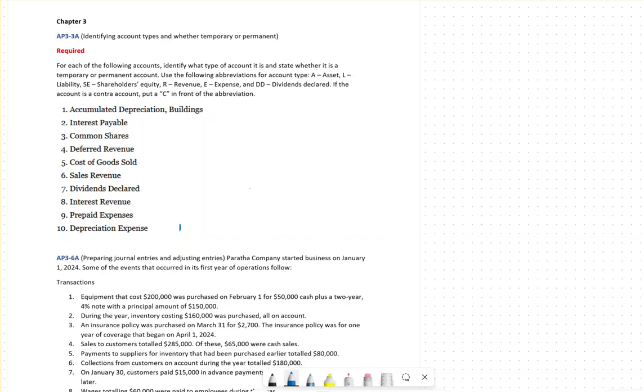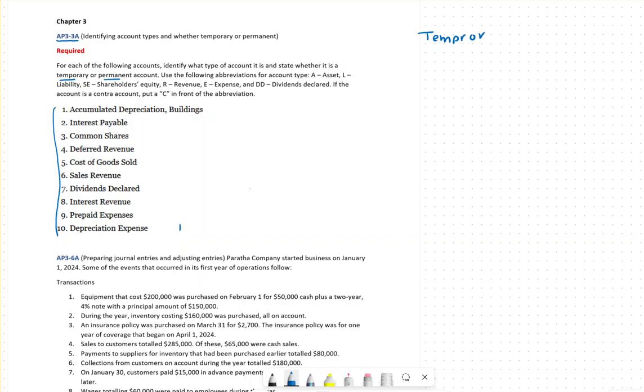The first question at the back of the chapter is AP33A. What they want you to do is, for each of the following accounts, identify the type of account and state whether it's a temporary account or a permanent account. What is the difference between a temporary account and a permanent account?